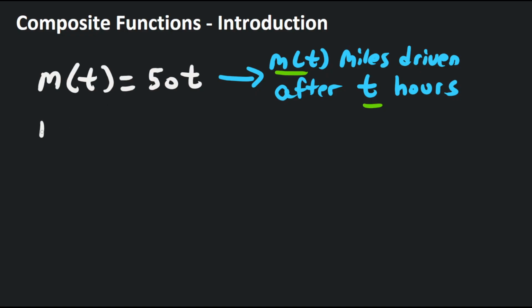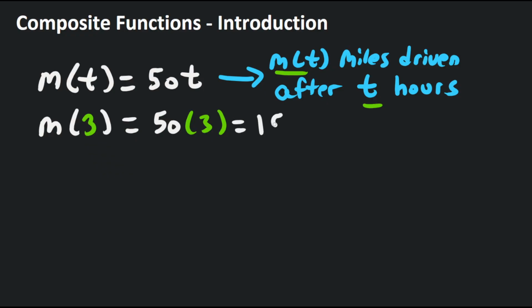So for a quick example, let's say we had m of 3. So m of 3 would be 50 times 3. And what's 50 times 3? That is 150. So what this 150 means is after 3 hours, we have driven 150 miles. So 3 is our input, and 150 miles is our output.